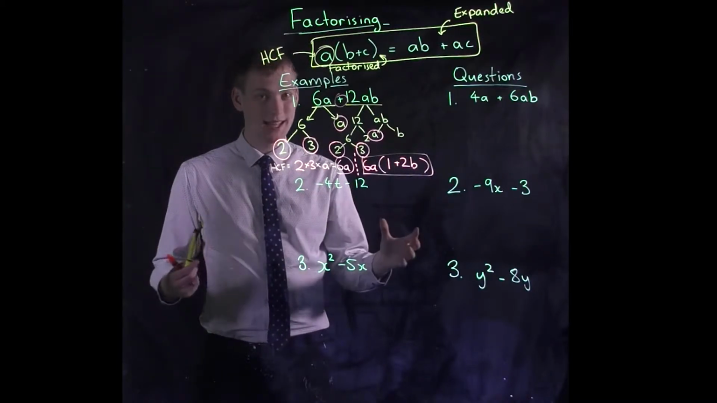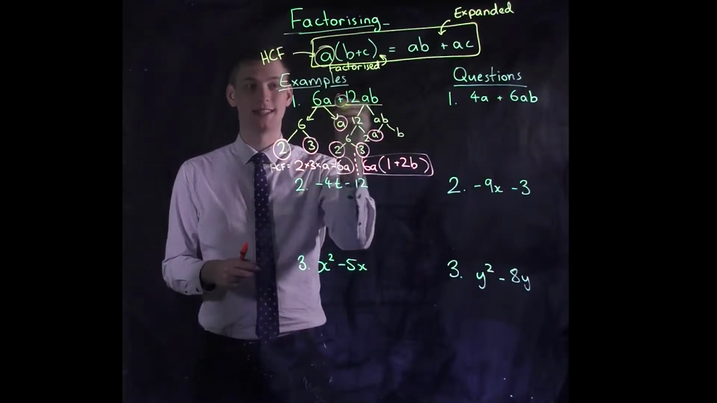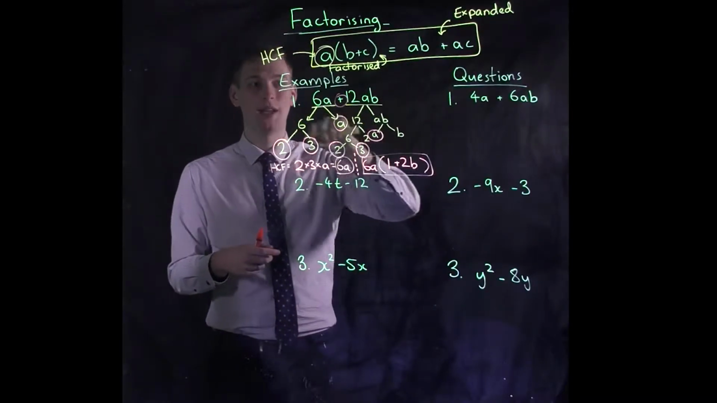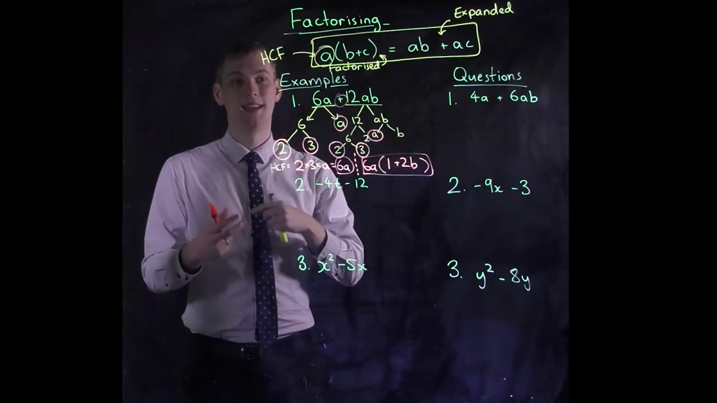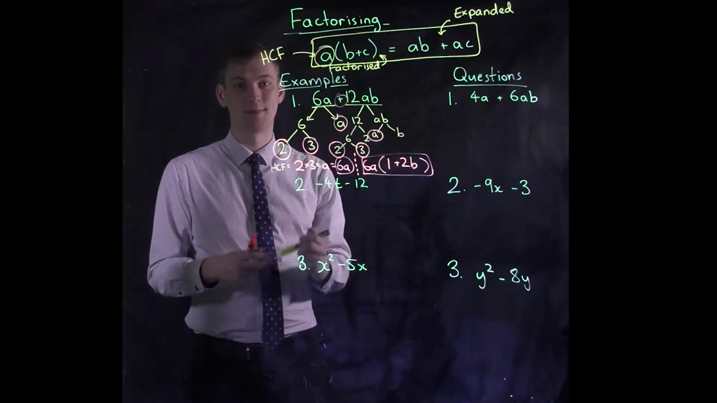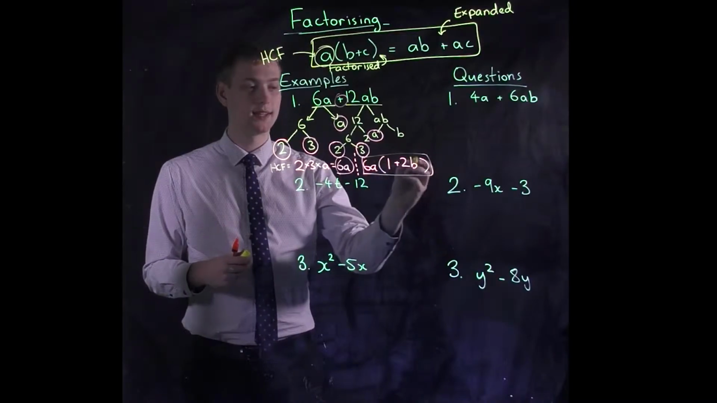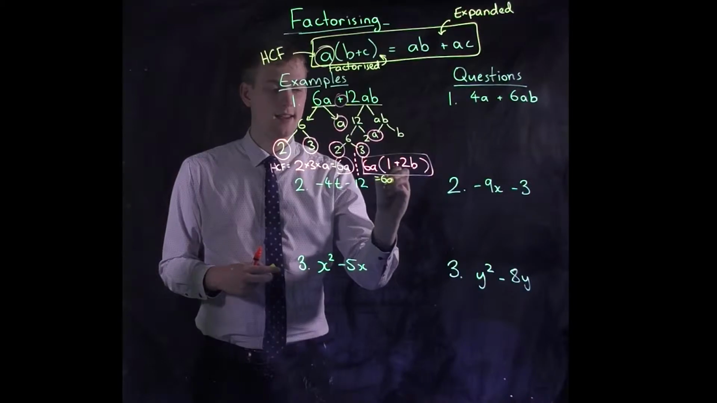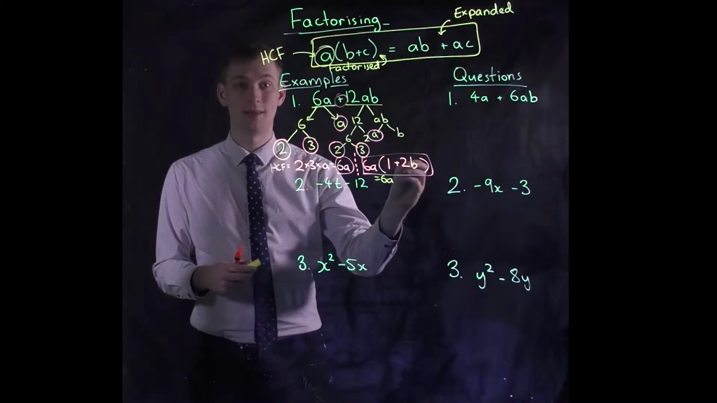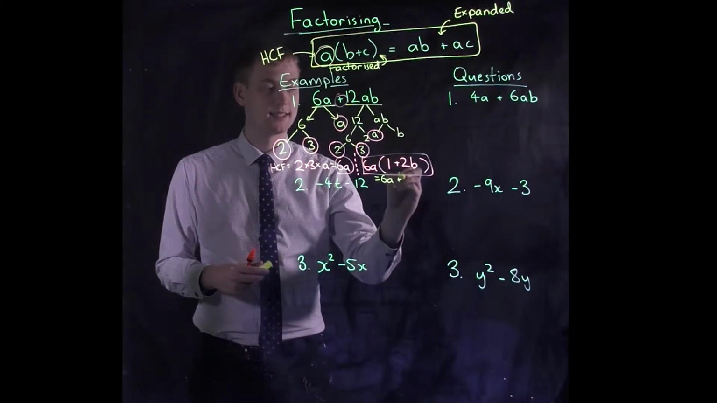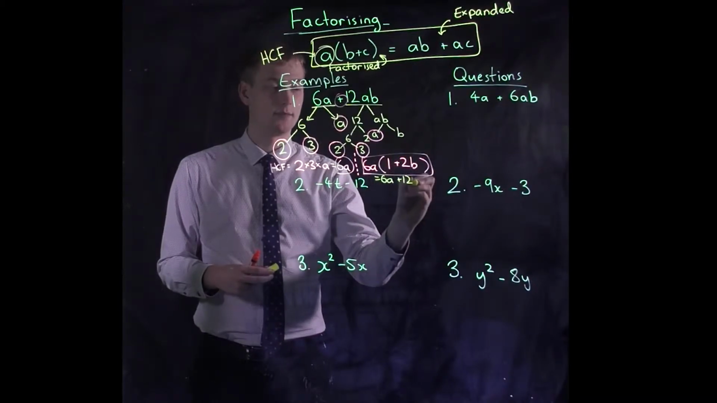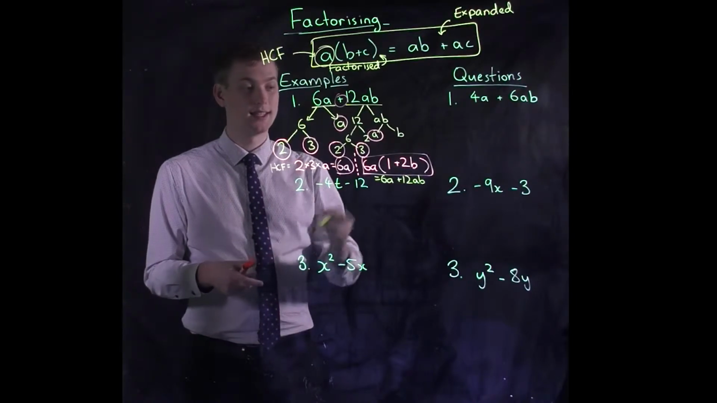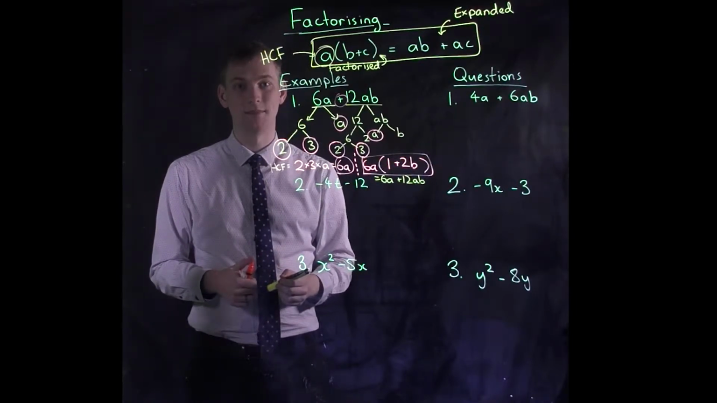Now, we can expand this to check that we get back to the same answer. So you can go from one to the other and backwards and forwards. And a good way to check that you've factorized well is to then try to expand your answer. So I'm going to quickly do it underneath. We get 6a times 1, and we're going to get 6a. And then 6a times 2b, we're going to get 6 times 2 is 12, and then a times b is ab. And we've come back to our first answer. So we know that this is the correct factorization.